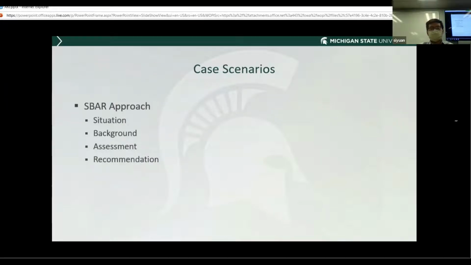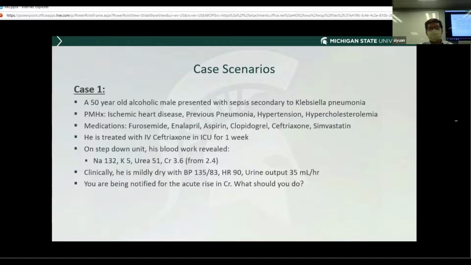All right, so next we're going to go through 3 case scenarios we're going to discuss with you guys, using the SBAR approach: situation, background, assessment, and recommendation. So this is case 1.